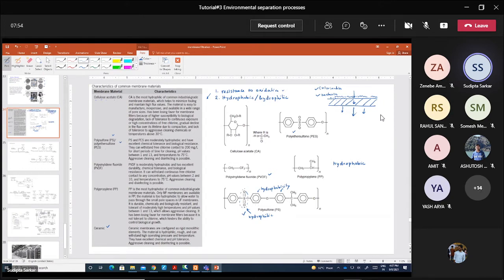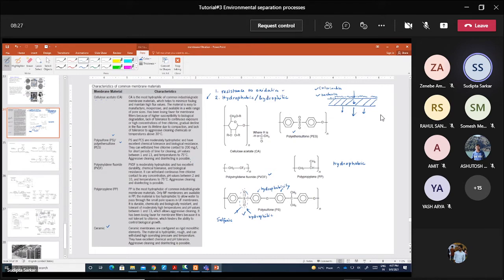hydrophobic group, like the phenol group, which is hydrophobic, and we also have sulfonic acid groups. These are called sulfonic acid groups, and sulfonic acid groups are basically hydrophilic in nature. So you have a suitable mixture of hydrophilic and hydrophobic. These membranes are very good for resistance to biological attack, and chemical tolerance is also good.